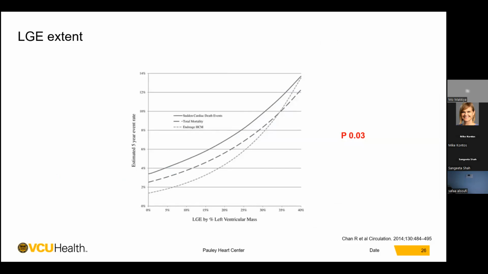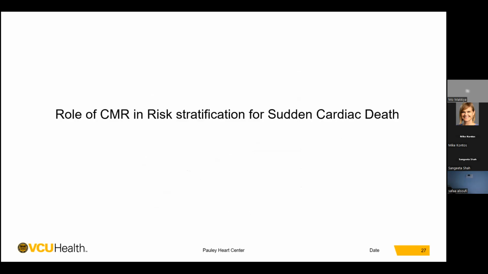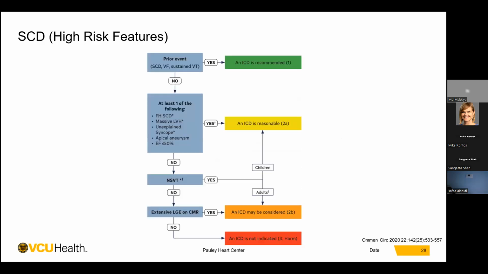Here is a study by Dr. Chan that showed, with the use of cardiac MRI, patients with normal ejection fraction and extensive fibrosis, more than 20% of the LV myocardium, have a 3-fold increased risk of developing end-stage HCM over time. So it's important to take note of that.